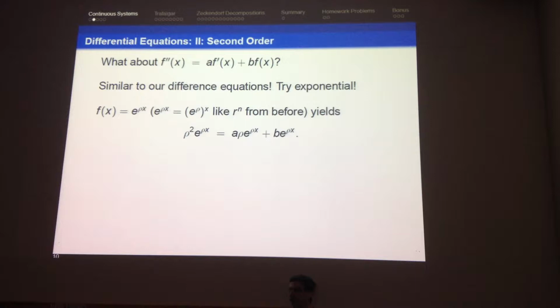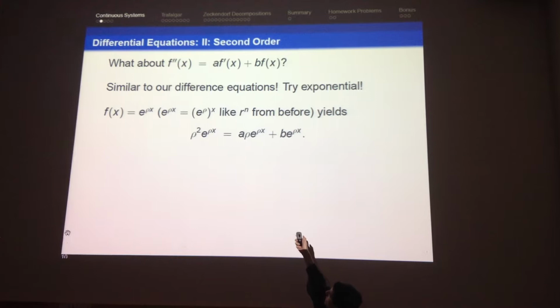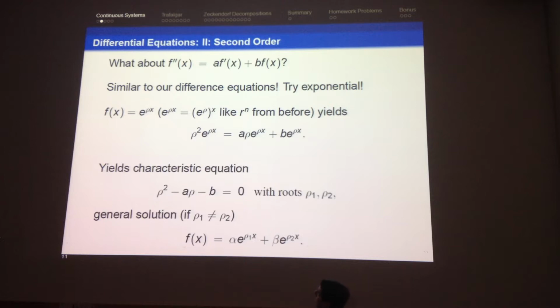When we go through, we get rho squared e to the rho x equals a rho e to the rho x plus b e to the rho x. Well, e to the rho x is never going to be zero. We can divide by that, and we get a characteristic equation, rho squared minus a rho minus b equals zero. It has roots rho 1 and rho 2. If the roots are equal, it turns out you have to do a little bit more work, but as long as the roots are distinct, which happens most of the time, the general solution is some constant times e to the rho 1 x plus some constant times e to the rho 2 x.